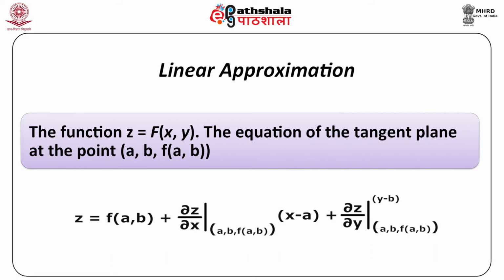Consider the function z is a function of x, y. The equation of the tangent plane at the point (a, b, f(a, b)) is given by the linear approximation around the given point. Thus, in the example 4 above, we have z approximately equal to minus x minus 2y plus 2 around the point (minus 2, minus 1, 2).